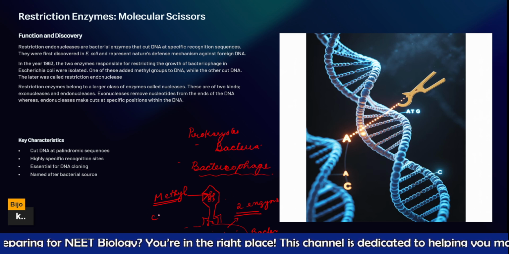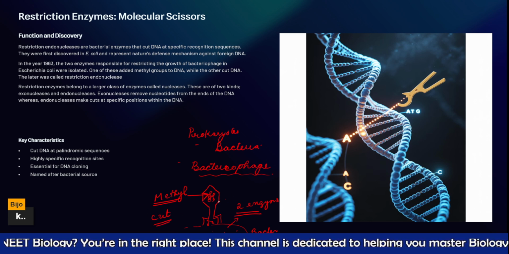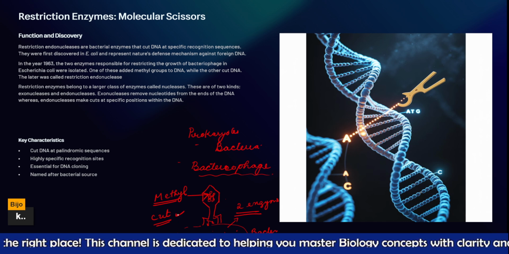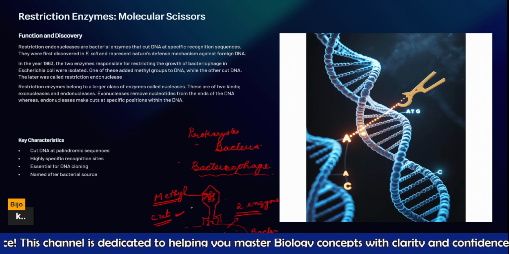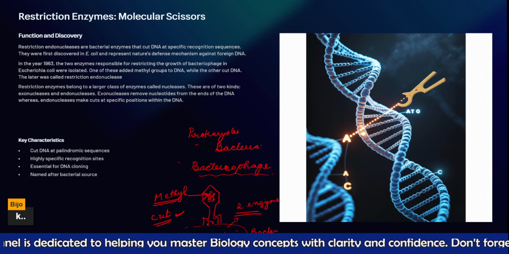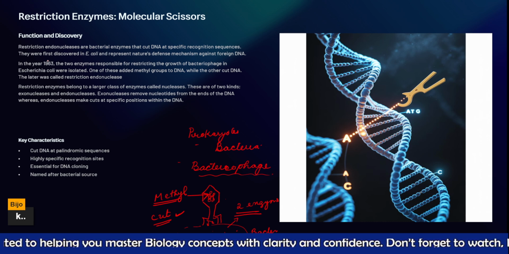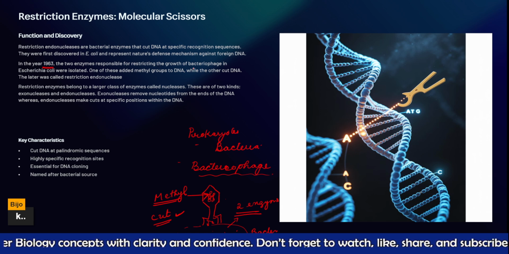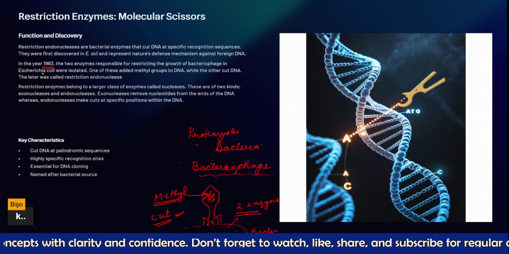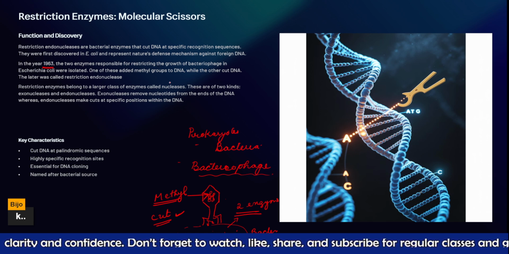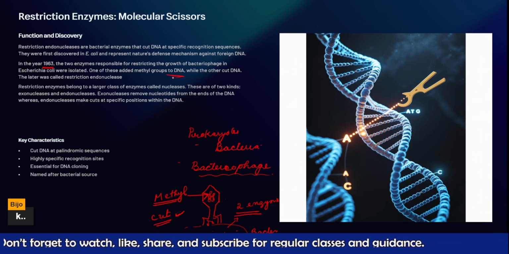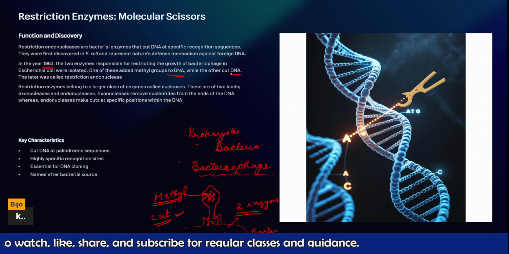Another enzyme is to cut the DNA of the bacteriophage. The second enzyme is called a restriction enzyme. In 1963, two enzymes responsible for restricting the growth of the bacteriophage in E. coli were isolated. One adds a methyl group to the DNA of the bacteriophage, while the other enzyme is used for cutting the DNA.